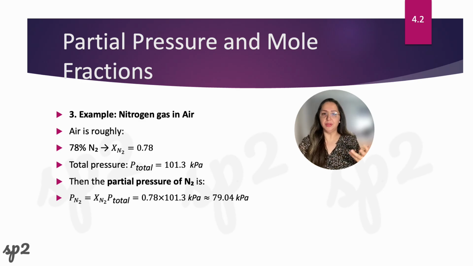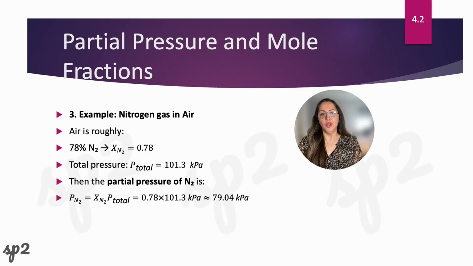Okay, so let me show you an example. Let's say we are looking at the partial pressure of nitrogen gas in the air. We know that about 78% of the air is nitrogen gas. That means the mole fraction is 0.78. If the total pressure is about 1 atm, which is 101.3 kPa, then the partial pressure of nitrogen gas should be equal to the mole fraction of nitrogen gas times the total pressure. That will be 0.78 times 101.3, and that is about 79.04 kilopascal.